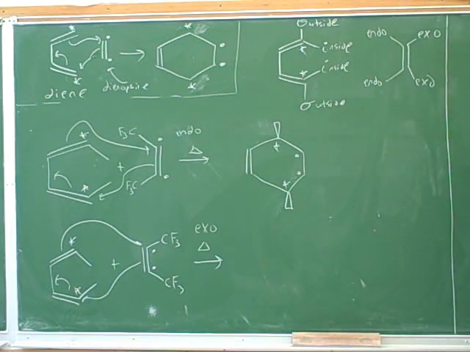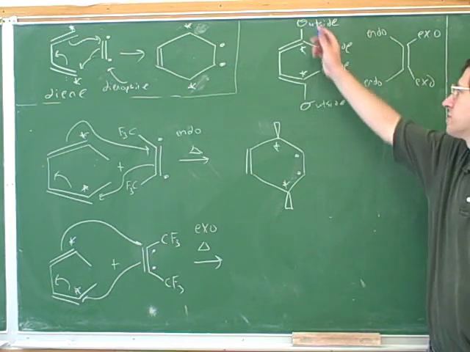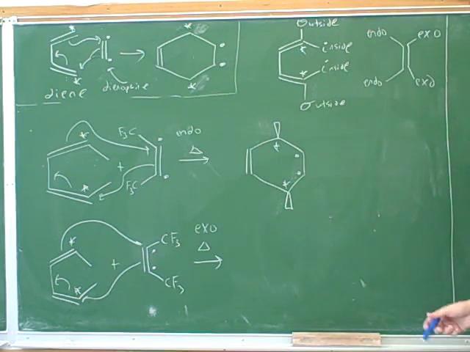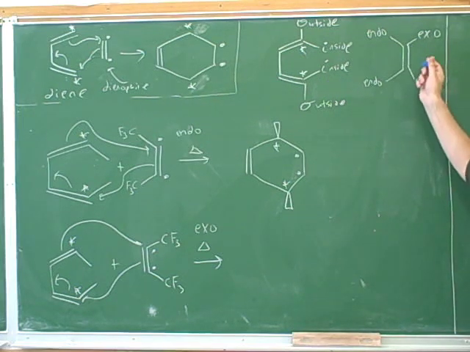So you can see now we have names for the substituents on both the diene and the dienophile. On the diene, we use the terms outside and inside. And on the dienophile, we can use the terms endo and exo. So these two pictures go together.